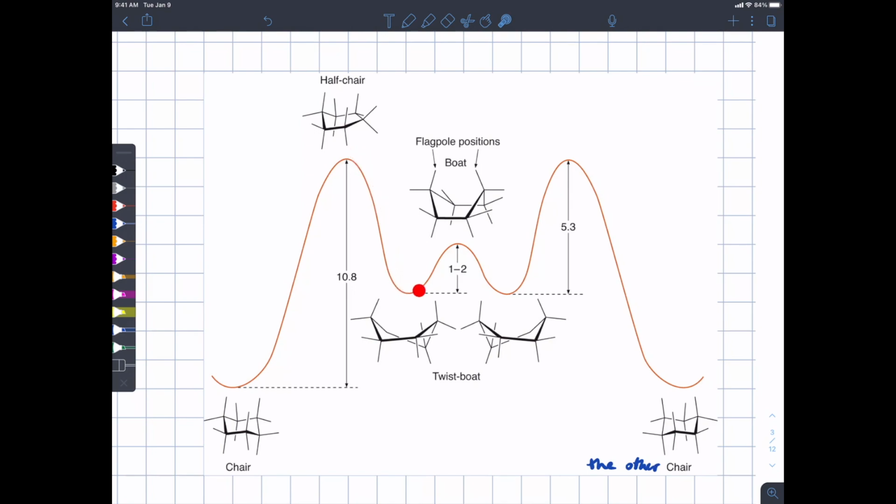Then you go to something called a twist boat. In the twist boat, the two hydrogens that are the masts, or the prow and the stern of your boat, are not pointing directly at each other, they're sideways. And then to go to the other chair, you have to have them slip past each other. And that is the actual boat. That's a transition state. You get into the other twist boat, go through the other half chair, and then go to the chair.